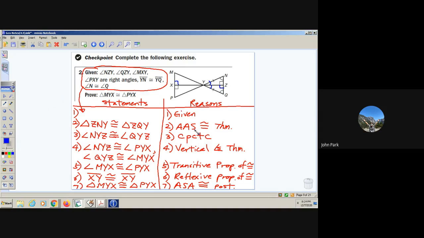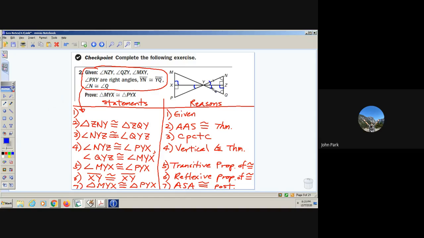Now, why do we do that? So that we can use those angles and the idea that the vertical angles are congruent. So then this angle here on the top is going to be a vertical angle with this one, right? So then we establish that the angle NYZ is going to be congruent to the vertical angle here, PYX. And the same thing with the other one here, right?